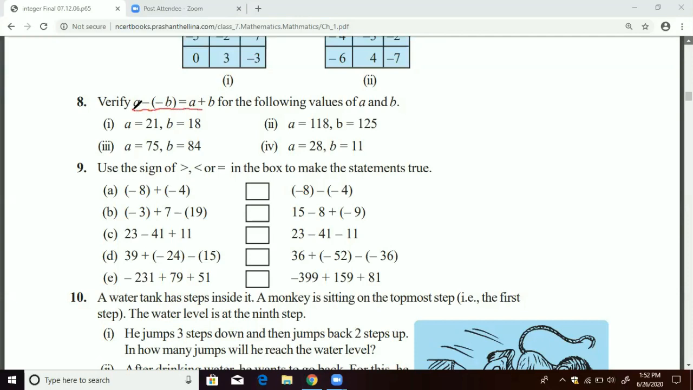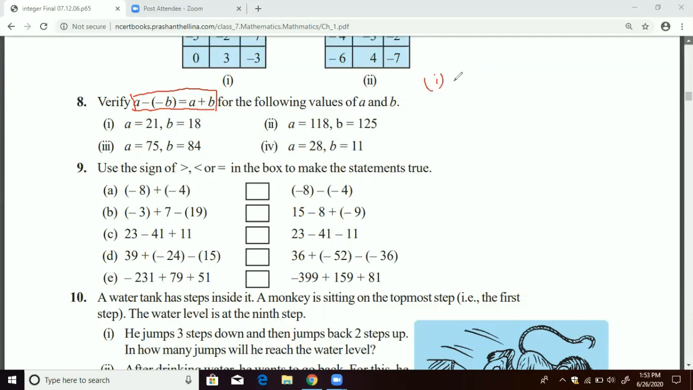A minus negative b is equal to a plus b for the following values of a and b. We can take these values of a and b, put them in place of a and b, and check whether this statement is correct or not. We can check for the first value. The first value of a is 21 and the first value of b is negative 18.